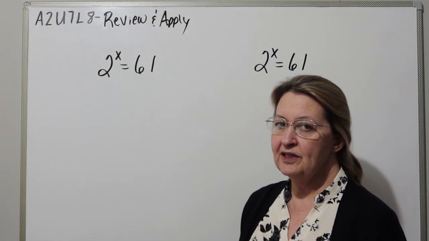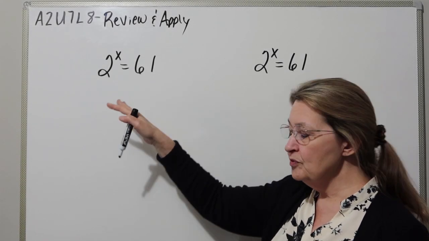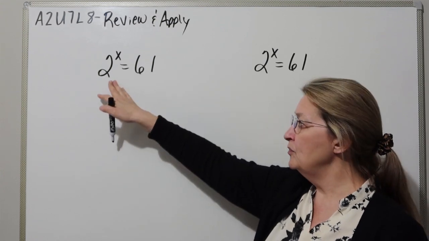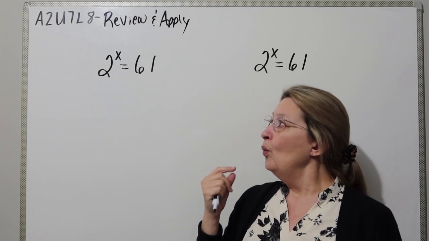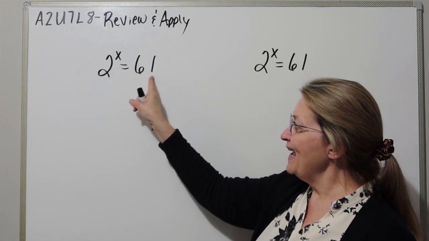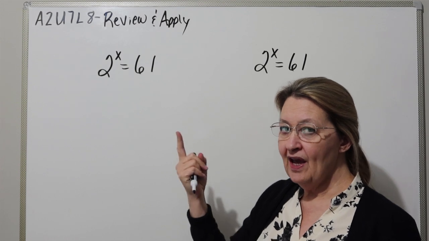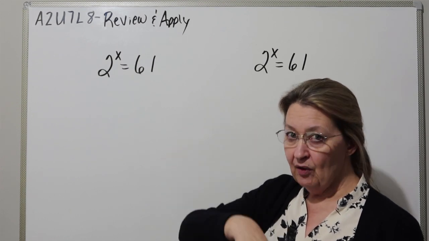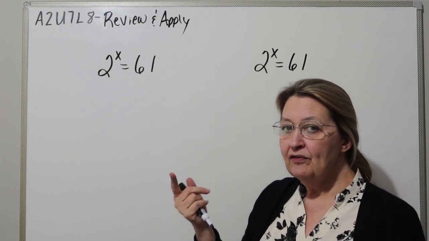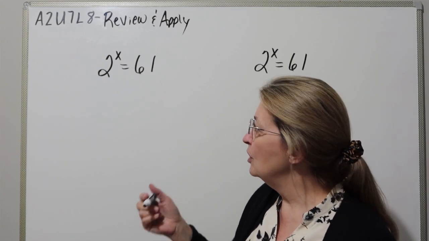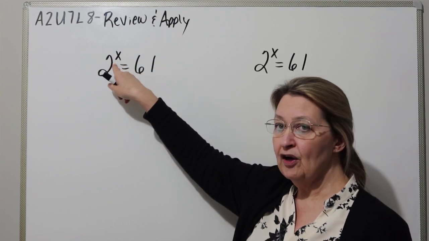Now to move forward into some application, I have the same problem written twice here. This is an exponential problem. I have a numerical base with a variable exponent. So, one of the possibilities, since I can't change 61 to 2 to the something power so that I have matching bases, then I would solve it like we just did the other two. I go to one of these two options, and the first option, remember your goal when you solve an equation is to isolate this variable.